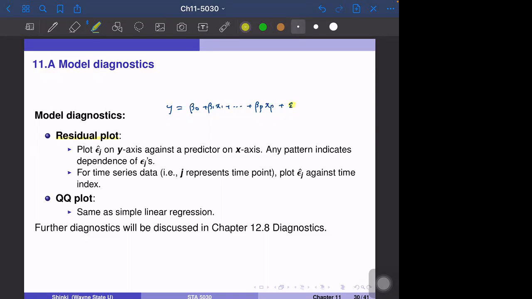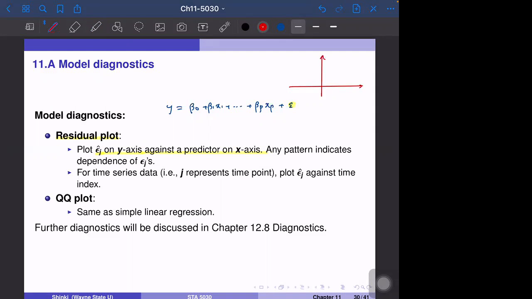One way is to plot ε̂j, the observed residual, on the y-axis, the vertical axis, against the predictor on the x-axis. If any pattern is detected, then we have dependence of the εj's, and that violates the assumption on the error.